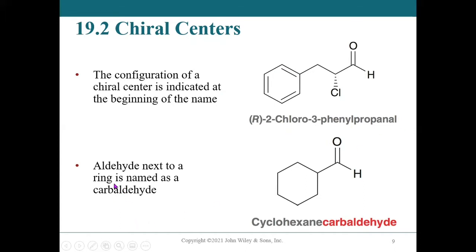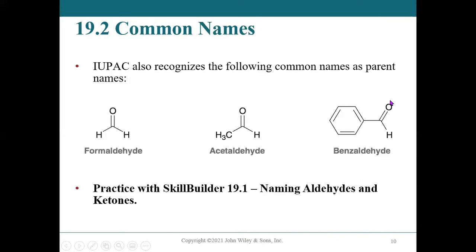An aldehyde next to a ring is named as carbaldehyde. So here we will see this is cyclohexane, and this carbaldehyde, the name in red. Altogether will be cyclohexanecarbaldehyde. The IUPAC system also recognizes the following common names as parent names: formaldehyde, acetaldehyde, benzaldehyde.